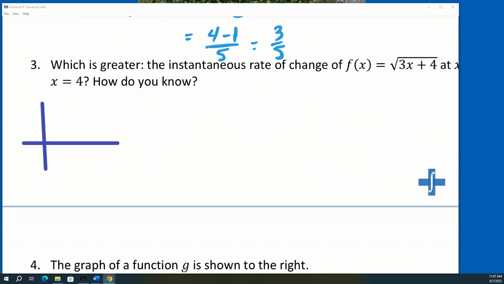How would this one be shifted? Which direction if I'm adding inside the radical? To the left or to the right? Okay, it's going to be to the left. We will definitely go over all of the transformations, just not today.